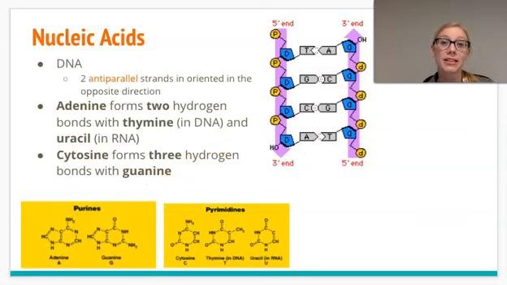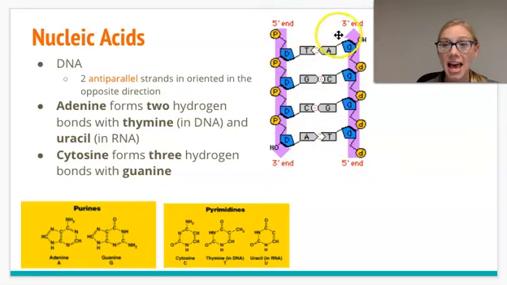So this kind of plays into an important role about DNA. DNA, we say, is anti-parallel. It's two anti-parallel strands. We notice that the 5' end of one side of the DNA molecule matches with the 3' end of the other side of the DNA molecule. So they are anti-parallel. They are opposite in the direction of each other.